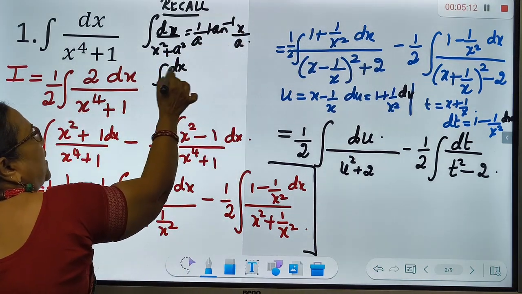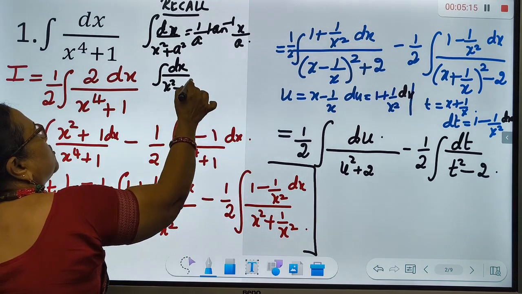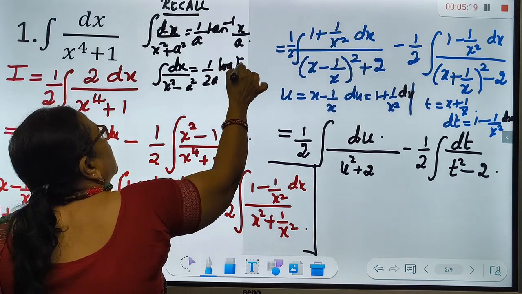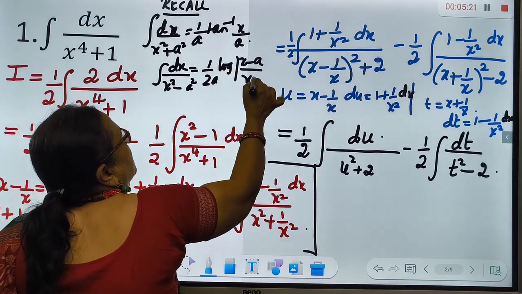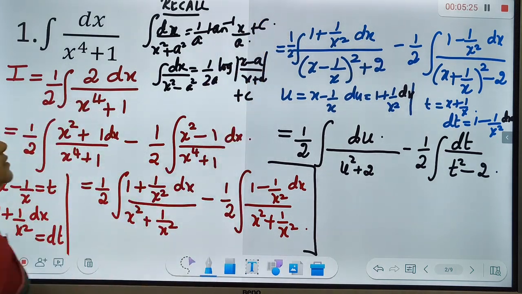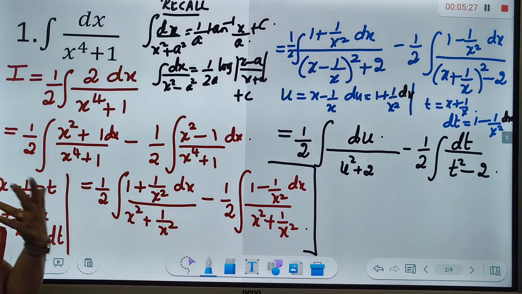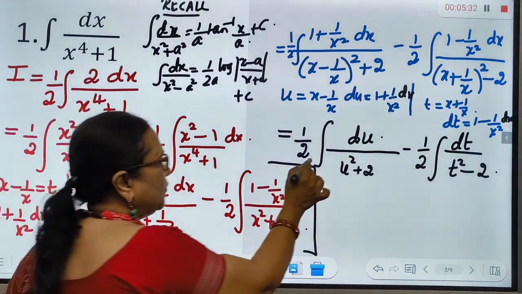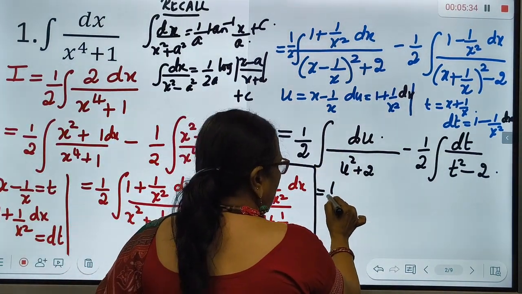Integral of dx by x square minus a square is 1 by 2a log mod x minus a by x plus a plus c, constant of integration. This is something we have seen, derived and used to solve problems in the earlier video. So now I am going to use the same formula here.